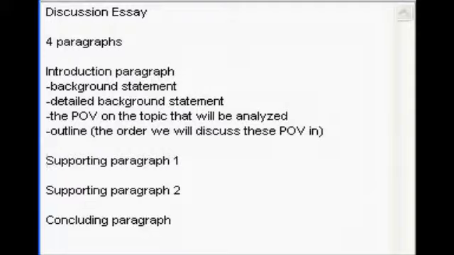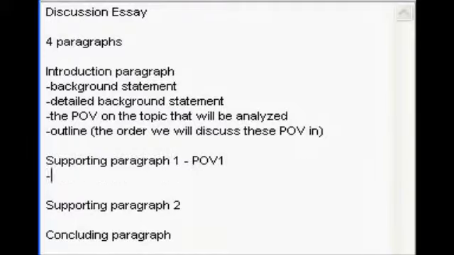Okay? Now, if we come down to supporting paragraph 1, supporting paragraph 1 is basically talking about point of view number 1. So the first sentence just gives a statement of point of view 1. And if we just remember our little talk about McDonald's, well, here we would say it is believed by some that McDonald's is a great restaurant. Okay, that's just stating the first point of view that we're analyzing.